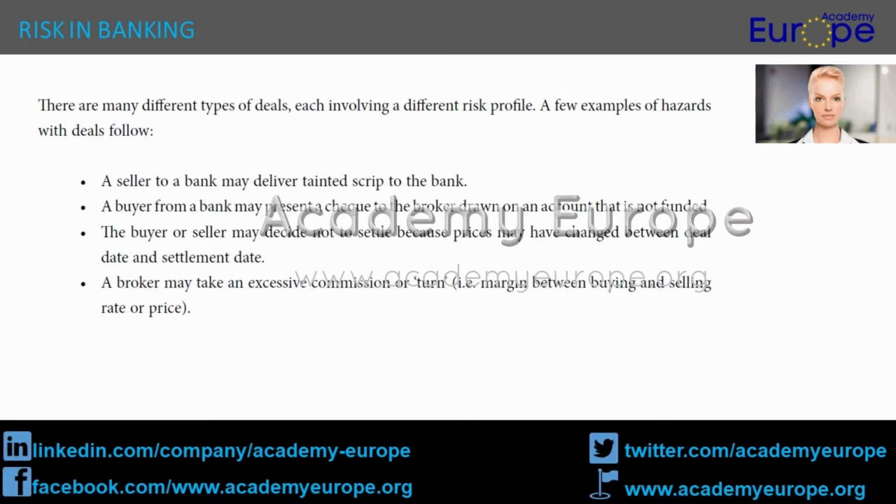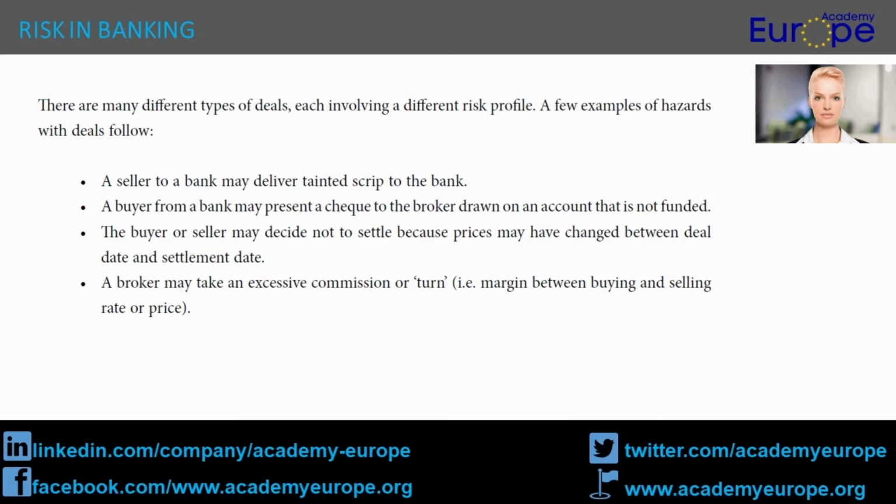There are many different types of deals, each involving a different risk profile. A few examples of hazards with deals follow. A seller to a bank may deliver tainted scrip to the bank. A buyer from a bank may present a check to the broker drawn on an account that is not funded. The buyer or seller may decide not to settle because prices may have changed between deal date and settlement date. A broker may take an excessive commission or turn, i.e. margin between buying and selling rate or price.